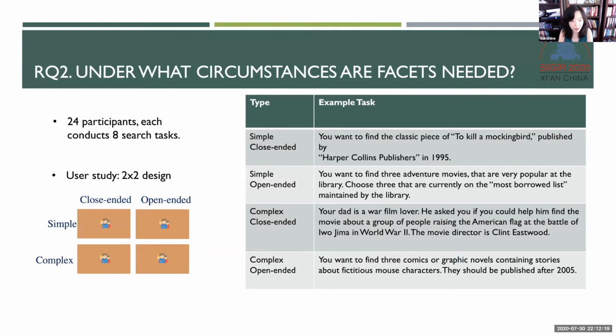For the 8 search tasks, we have a 2x2 factorial design: simple, complex, closed-ended, open-ended. And then we want to check, under different types of search tasks, is there any difference in facet use? In the right table, I gave you some examples of each type.